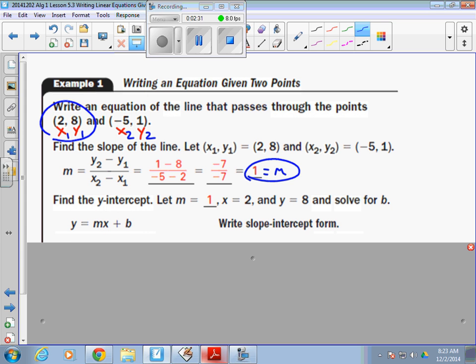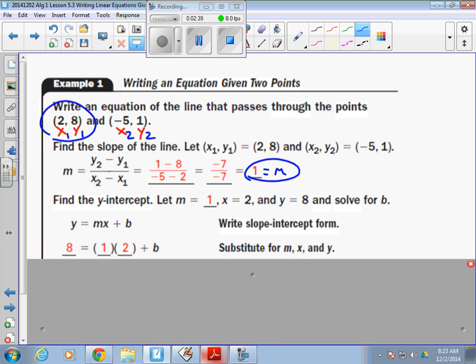So y equals mx plus b, we know, is the slope-intercept form. y equals mx plus b. y's value we're saying is 8. That's why it says 8 right there. Equals m, the one we just found, 1, times x's value, which is 2, plus b. That's what we don't know.